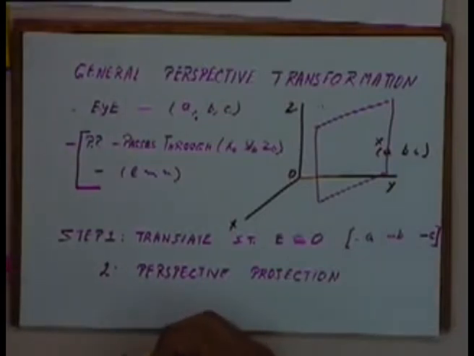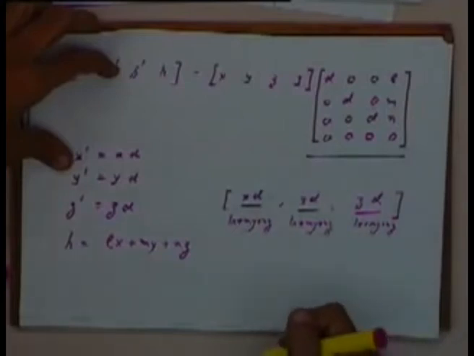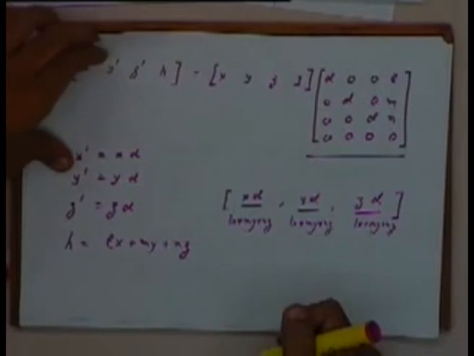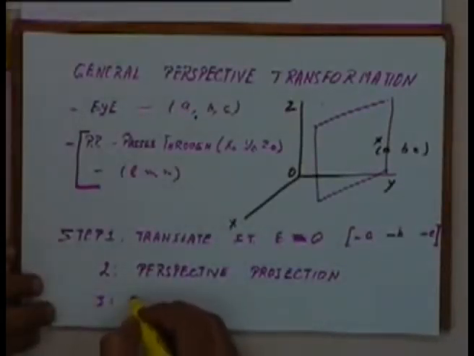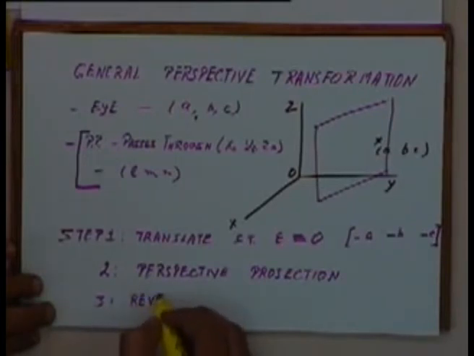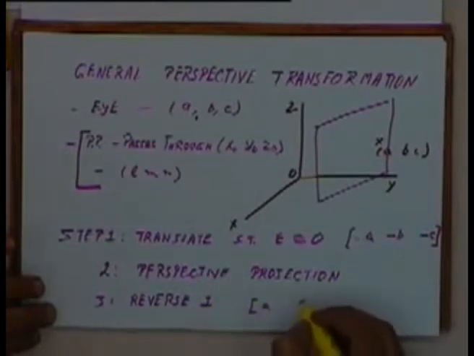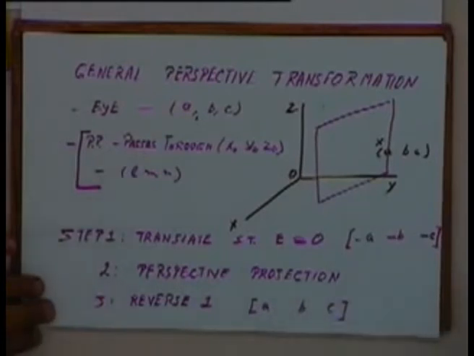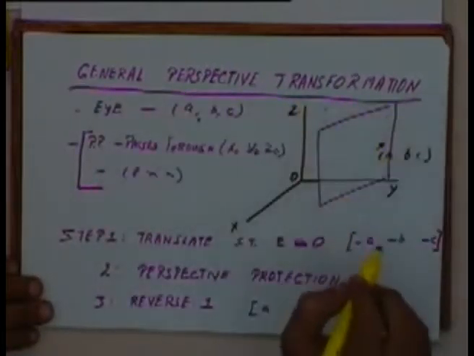Okay, and this projection is given by this vector. Okay, and then in step 3 we'll just do the reverse of 1, which is translate by A, B, C. Okay, and then the combination of these 3 will give us the general perspective transformation.